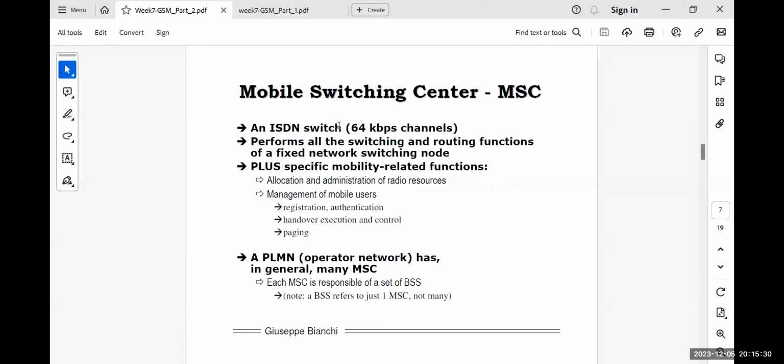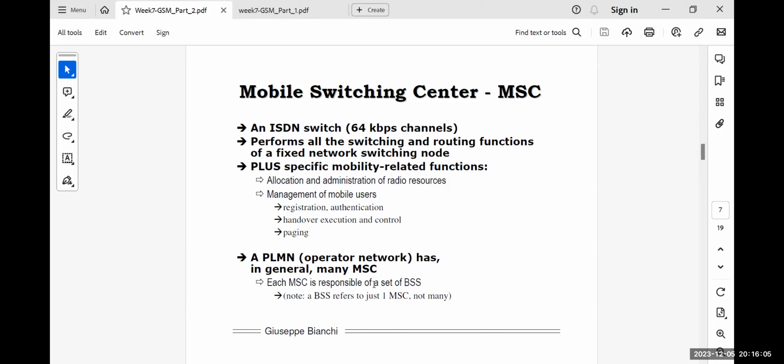It is an ISDN switch, performs the switching and routing functions of a fixed network switching node. Plus, there are some specific mobility related functions, the allocation and administration of radio resources. Obviously, in the hierarchy, you can say that a number of BTSs are connected to BSCs and a number of BSCs are connected to the MSC. So obviously, a very important part of the overall network, right? So the management of the mobile users is associated with that, the registration, authentication, the handover execution, and a PLMN operator network has in general many MSCs, right?